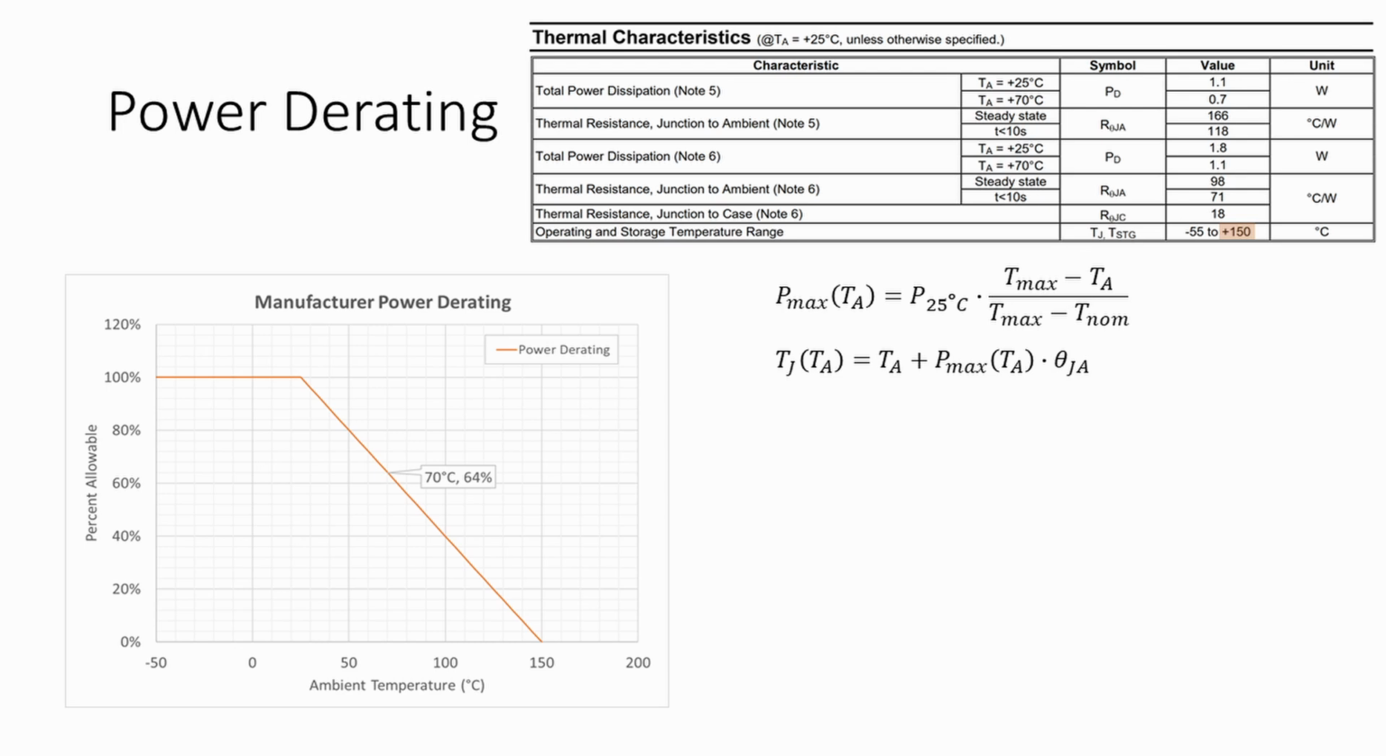The physical meaning of this graph is that applying this factor based on the ambient temperature will keep your part around the safe operating temperature. So at an ambient temperature of 70 C, only 64% of the rated power can be utilized. The formula for the line is shown here.